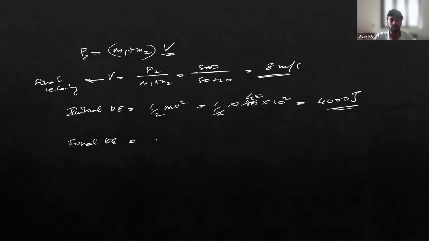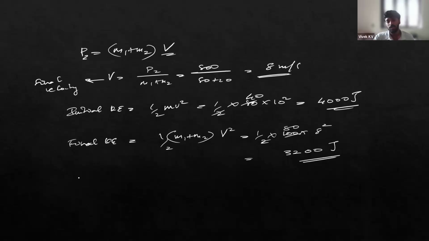two skaters. Here the mass will be the combined mass, half m1 plus m2 into the final velocity square v square. Okay, so that will be half into 100 into final velocity is 8 meters per second. Okay, 8 square 64. So this will be 50 into 64. You are going to get it as 3200 joules.